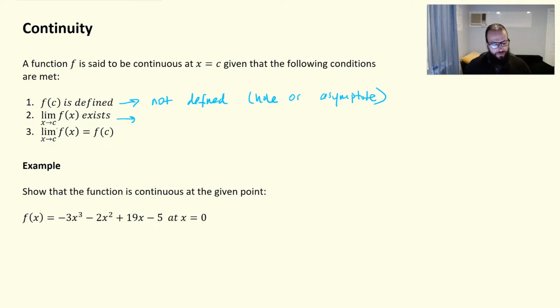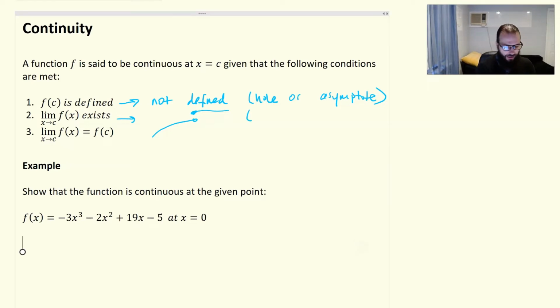The limit as x approaches c of f of x must exist. Meaning, something where we approach one value from one side and a different value from the other, even if f of c is defined, well, we'd have no limit at that point, which would give us a jump discontinuity.